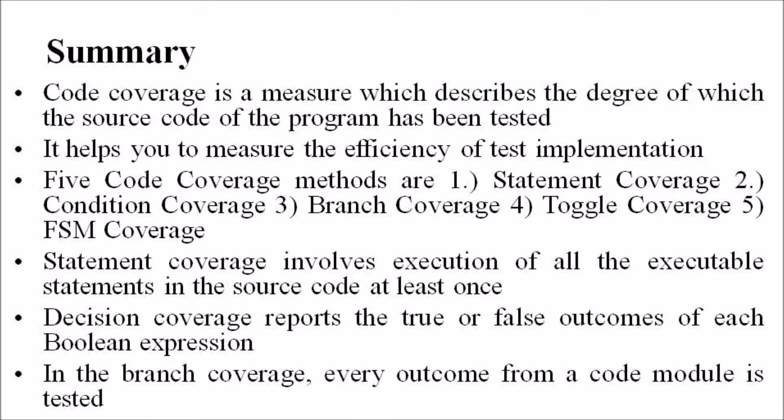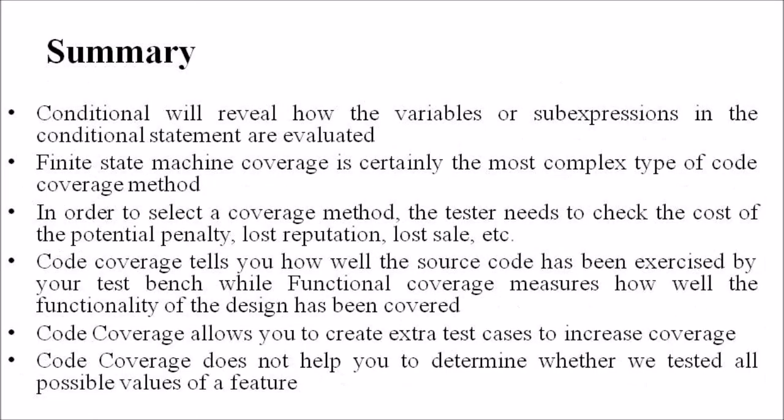In branch coverage, every outcome from a code module is tested. Condition coverage will reveal how the variables or sub-expressions in the conditional statements are evaluated. Finite state machine coverage or FSM coverage is certainly the most complex type of code coverage method. In order to select the coverage method, the tester needs to check the cost of the potential penalty: lost reputation, lost sales, etc.